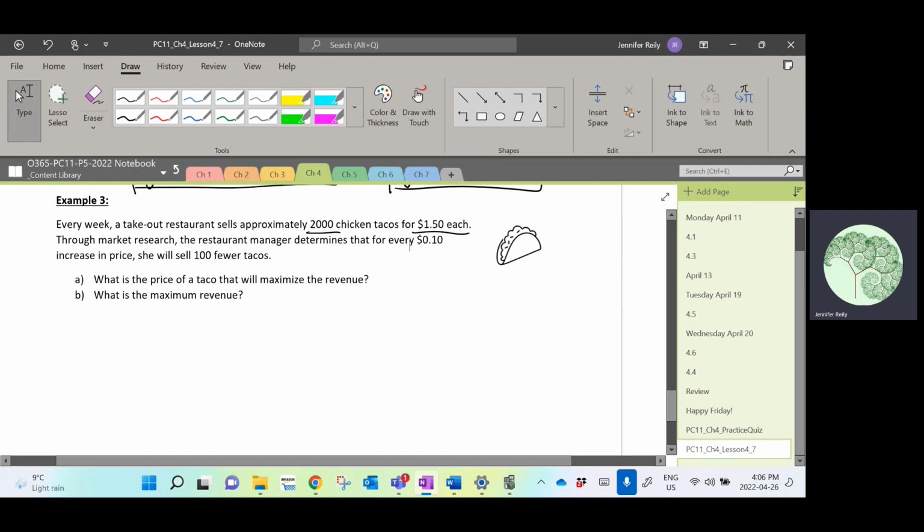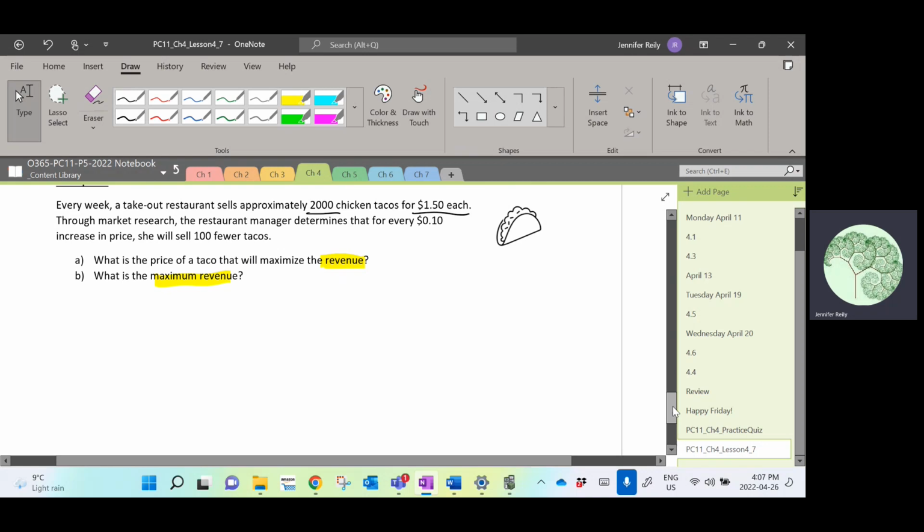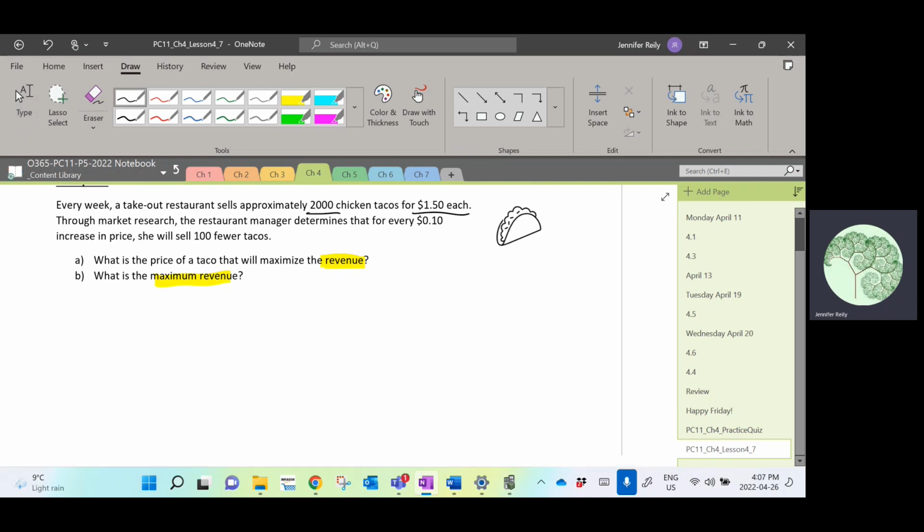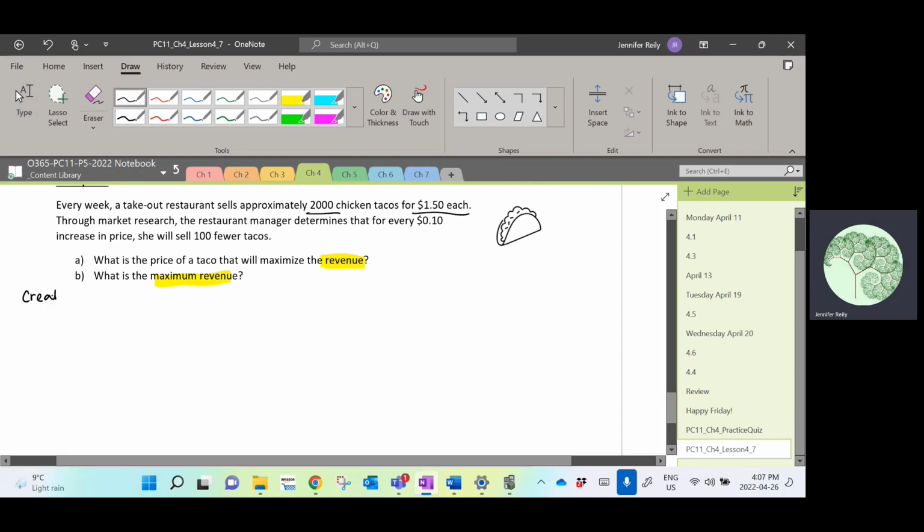So the word revenue, if you don't know it, it just means the amount of money they're getting from these tacos. So you want to maximize your revenue. That makes sense. If you're a business, you want to make the most money possible. And then the second question is, what is the maximum revenue? Okay, to do these price questions where we want to maximize revenue, what we want to do is create a table to try and get a pattern going to write an equation.